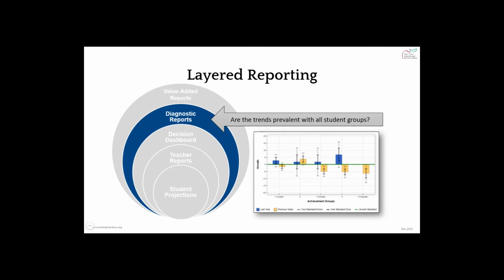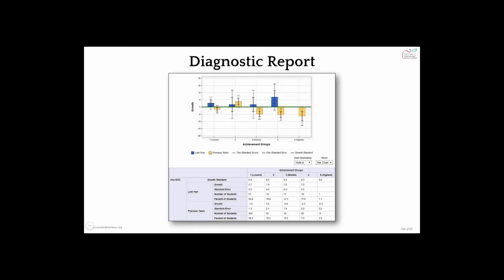In series number 2, we talked about value-added reports. Today, we're going to go into the next layer of the onion, the diagnostic reports. And these are one of the reports that help you understand what is going on at the building and district level. How do I know I'm talking about a district or building level report?